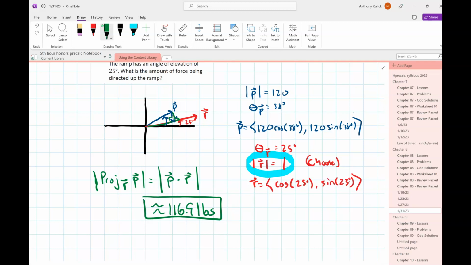And if I think about this, that seems reasonable, right? If I'm looking at those two, I'm pulling at almost the exact same angle as the ramp. 38 degrees is pretty darn close to 25 degrees. If it was exactly the same angle, I'd expect all 120 pounds of force that I'm pulling to be exerted on the crate in the same direction as the ramp. Here I'm getting almost all of it because I'm pulling at almost the same angle, which makes good intuitive sense to me. So I'm pretty happy with that answer.